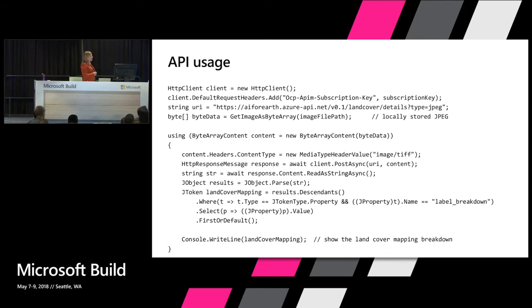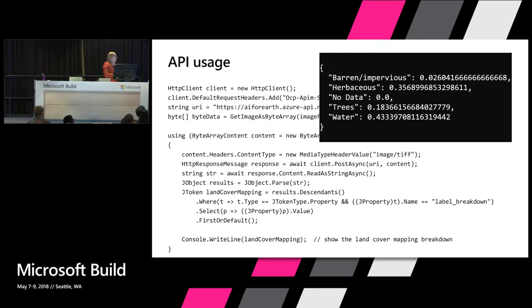You can request it back in several formats. And then that get image as byte array basically converts the image into the stream of zeros and ones that it makes up on disk. And then we're just setting up content types, calling that post async, which will call the URI, get the data back, and then we're parsing this out. So it's giving you JSON back. We're going to parse it out, and what we actually get is something that looks like this.